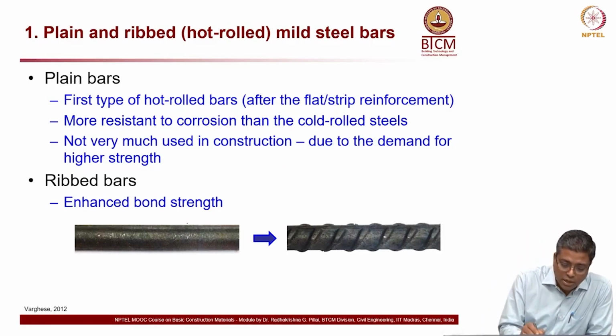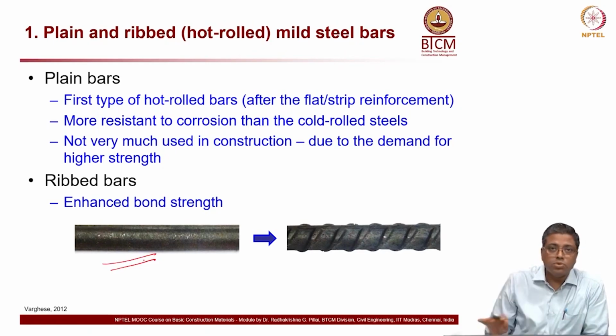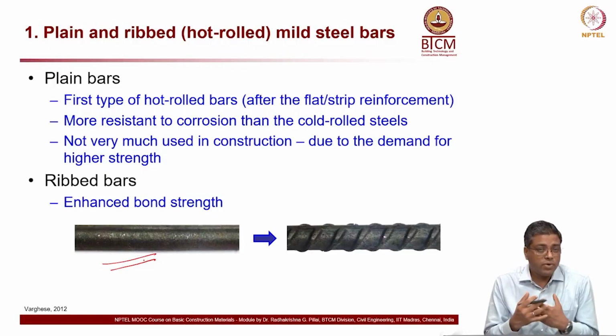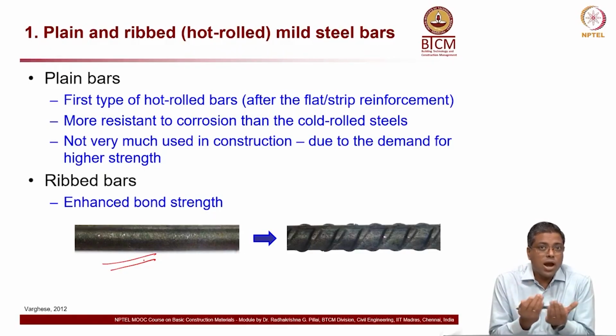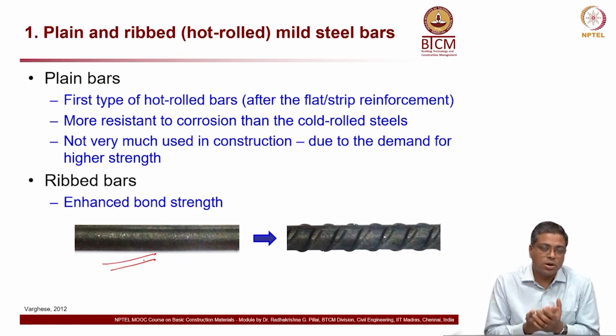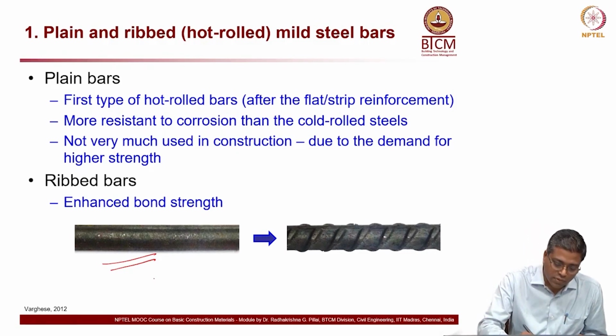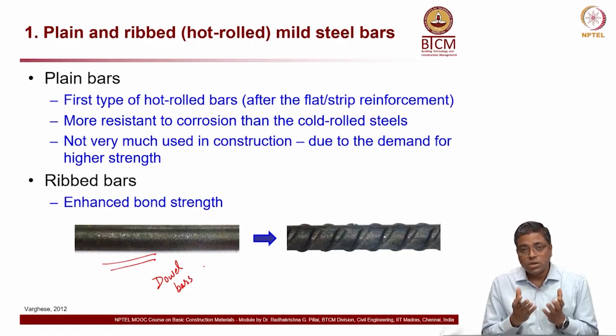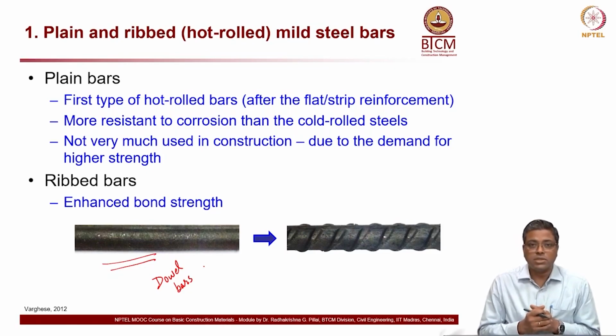Plain bar means something like this. It's smooth, there are no ribs on the surface, so the steel has to get very well bonded with the concrete, right? Sometimes in some places you don't want that bond. One example is dowel bars which we use in highway construction. If you are interested, you can search for this word dowel, D-O-W-E-L, dowel bars. Then you will know where these plain bars are used. It's used in highway construction, concrete highways, etc.